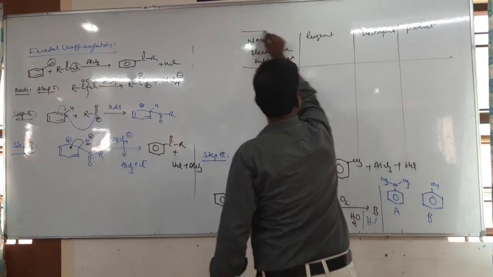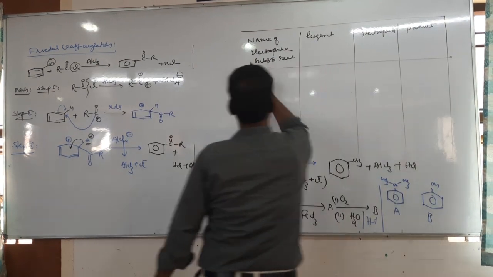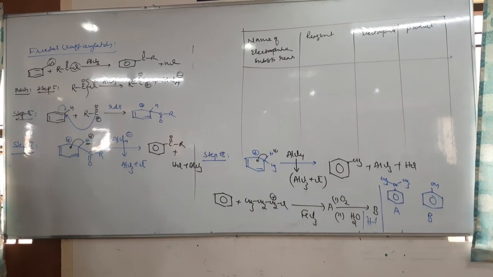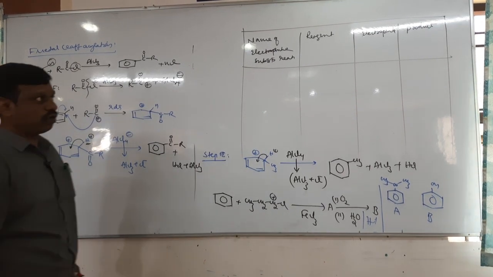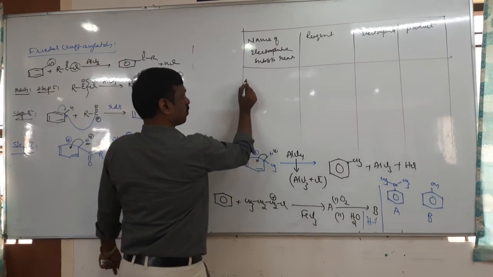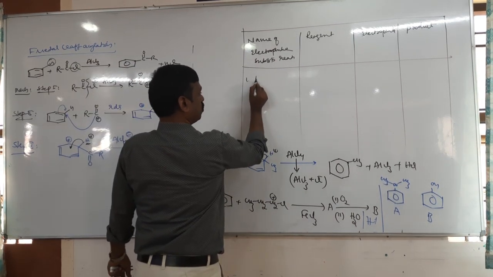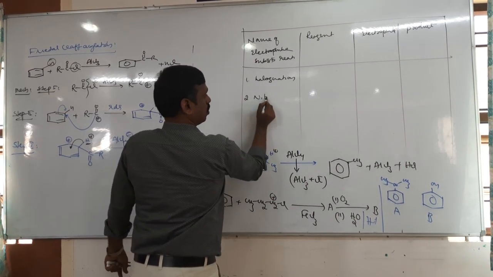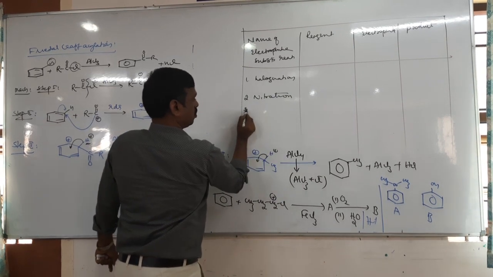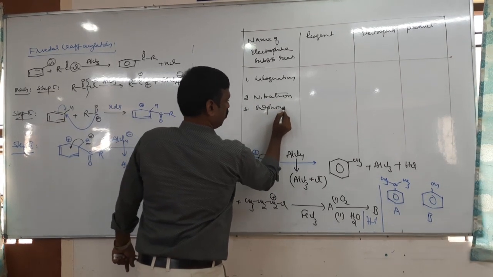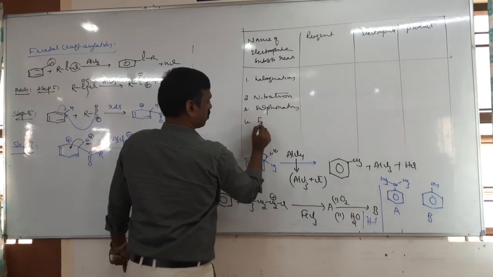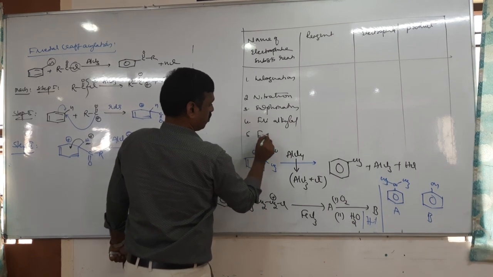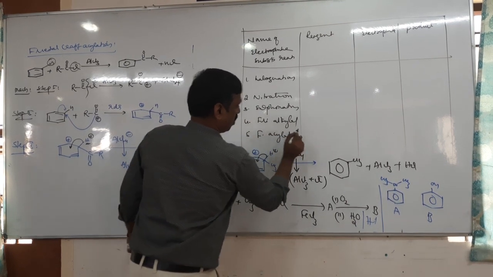Take the 4 columns. Name of electrophilic substitution reaction, second one reagent, third one electrophile, fourth one product. 1: halogenation, 2: nitration, 3: sulfonation, 4: Friedel-Crafts alkylation, 5: Friedel-Crafts acylation.